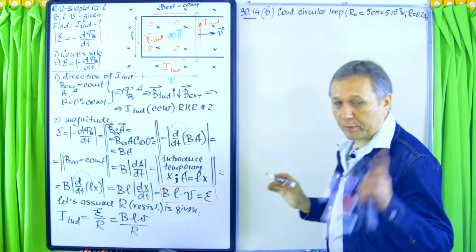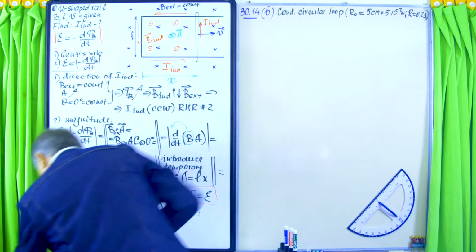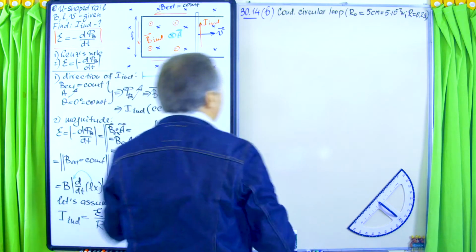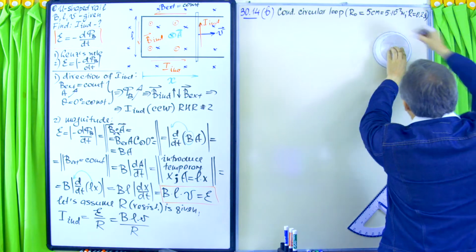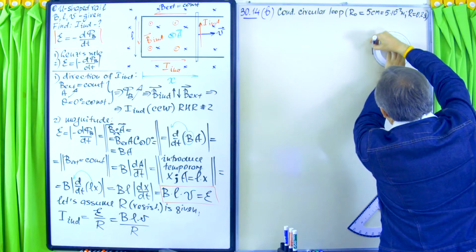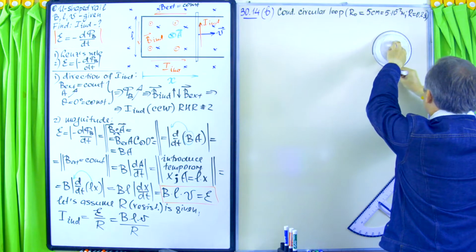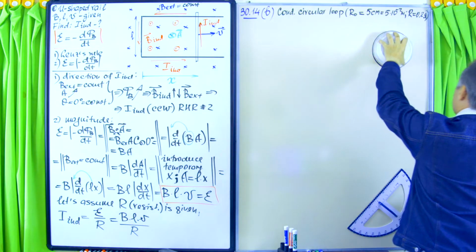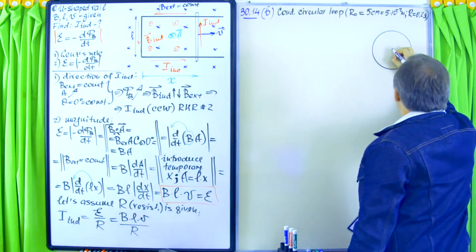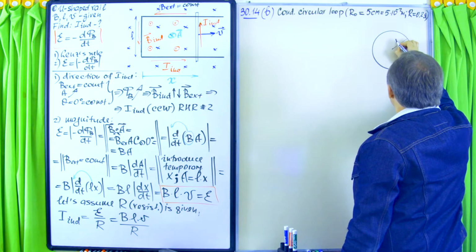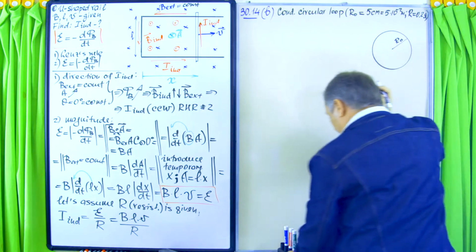Okay, let me draw the picture now. And I use my takeout containers to draw these pictures, right? So let me do it. So that's my loop. All right. This is R naught, the radius.